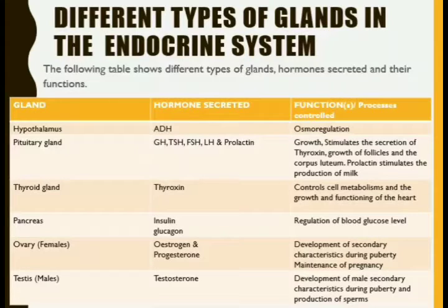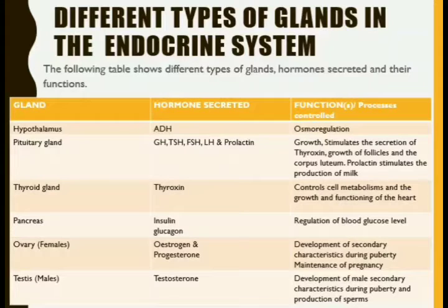The next gland is the thyroid gland, which produces thyroxine. Thyroxine controls cellular metabolism and also controls the growth and functioning of the heart. Another type of gland is the pancreas. The pancreas produces the hormones insulin and glucagon, which regulate the amount of glucose in the blood. Insulin decreases blood glucose levels, while glucagon increases it.